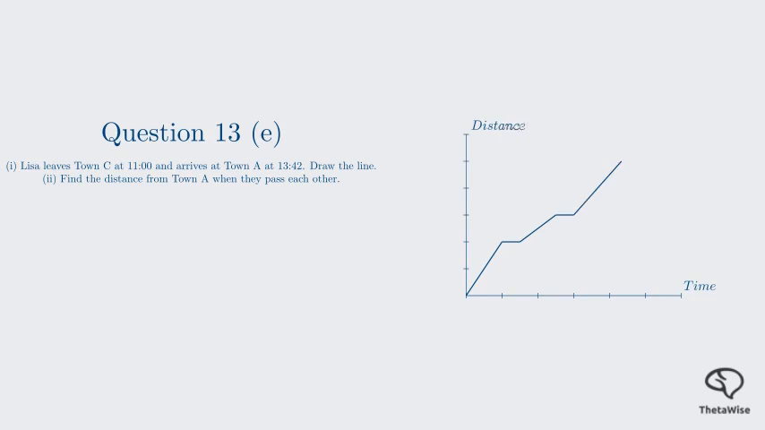For part 1, town C is at a distance of 30 kilometers from town A. We plot the start point at 11:00, 30. Lisa arrives at town A, which is distance 0, at 13:42. We plot the endpoint at 13:42, 0, and join them with a straight line. For part 2, Lisa and Jason pass each other where their two lines intersect on the graph. Looking vertically at the intersection point and then across to the distance axis, we can see they pass each other at a distance of approximately 16 kilometers from town A.